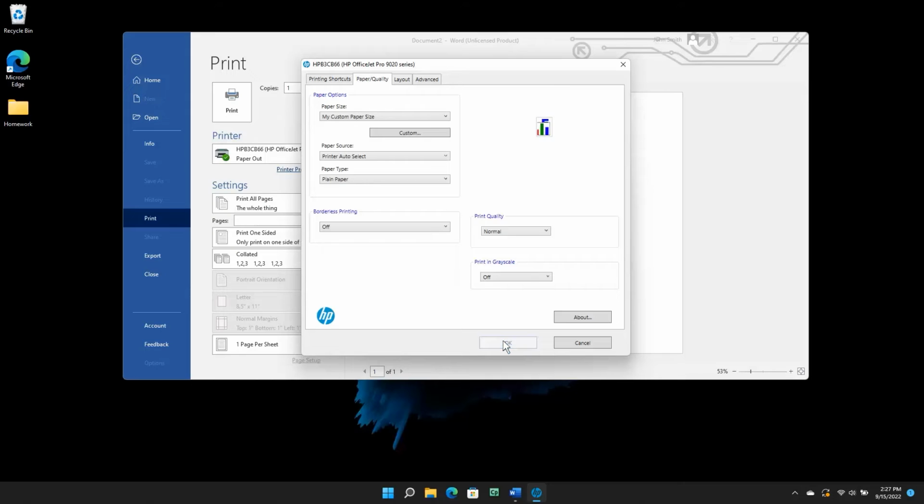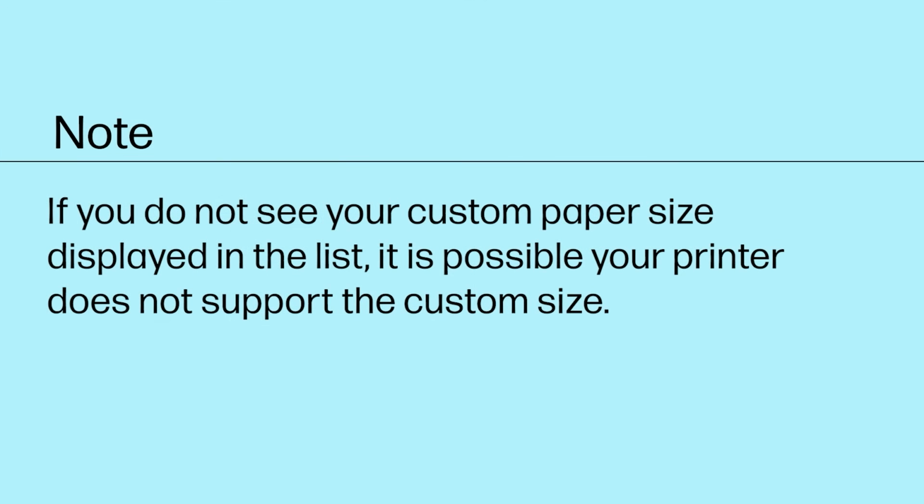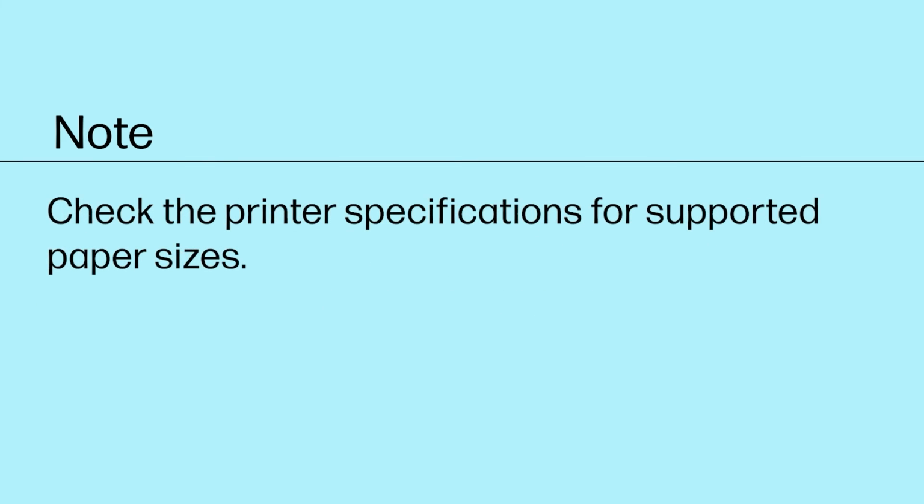Then select OK. Note, if you do not see your custom paper size displayed in the list, it is possible your printer does not support the custom size. Check the printer specifications for supported paper sizes.